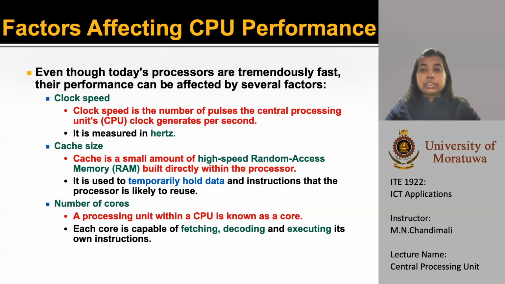The third one is the number of cores. A core is a processing unit within the CPU. Each core can carry out fetching, decoding, and executing its own instructions. So, when the number of cores is higher, the performance of the CPU is also increased.